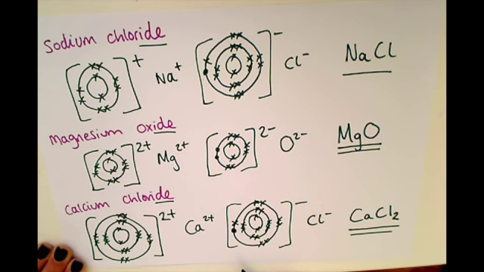So in an exam you might be asked to draw the ions that exist in these compounds, or you might be asked to work out what the compound formula is, and in this case you need to use your periodic table, which will be provided on a data sheet.